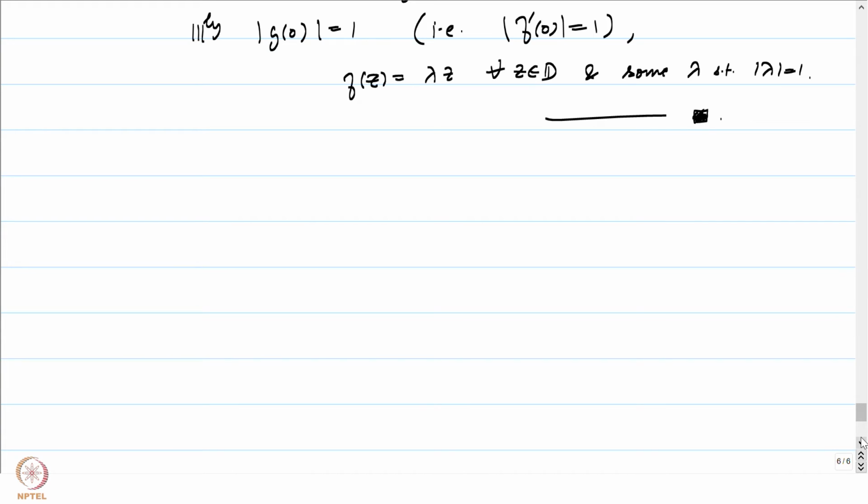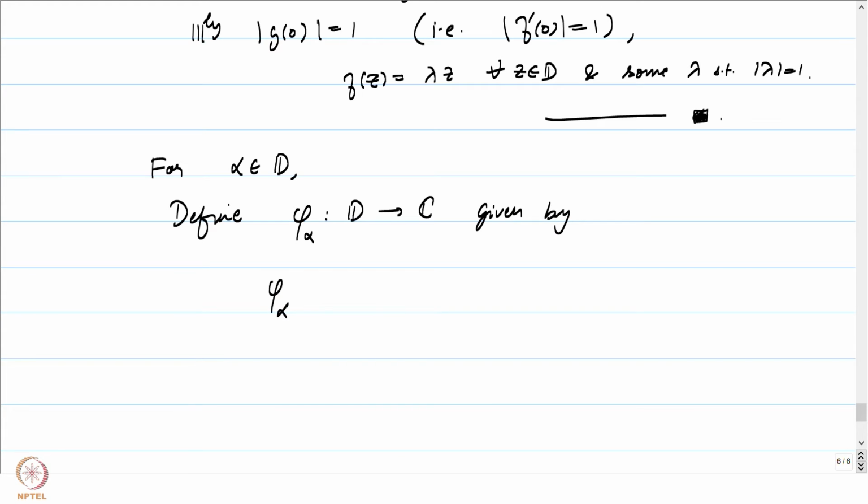Let's now look at very specific functions. Before we go any further, let's look at some very special functions of the unit disk to itself. So let's consider the following function phi subscript alpha from D to C. For alpha in the unit disk, define phi alpha to be the following function: phi alpha of z, by definition, is equal to z minus alpha by 1 minus alpha bar z.